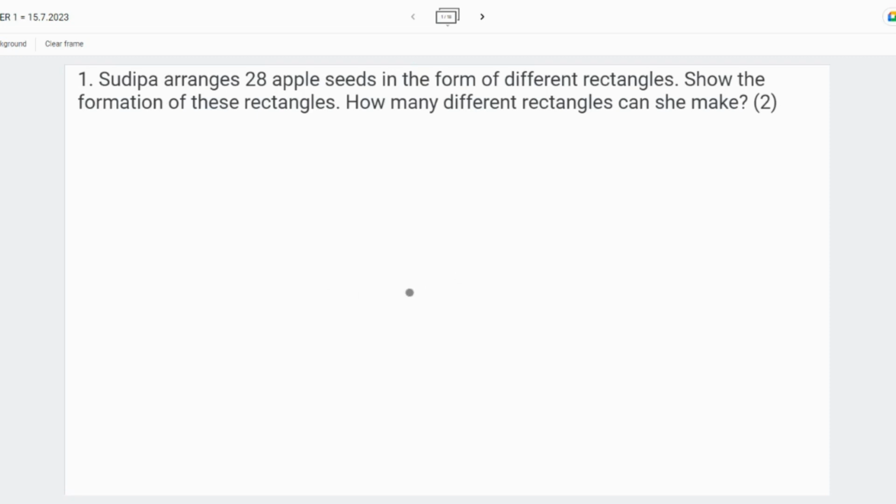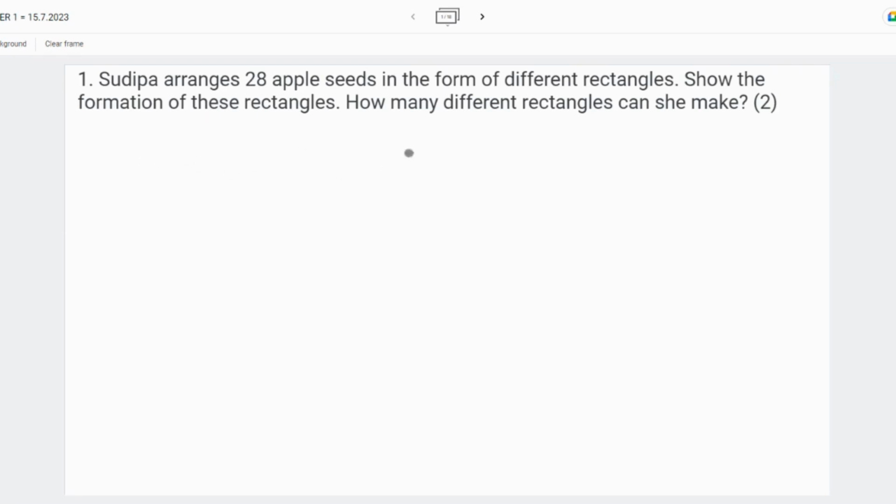Sudeepa arranges 28 apple seeds in the form of different rectangles. Now show the formation of these rectangles and how many different rectangles can she make. This will basically be based upon the factors of 28. 28 can be written as 1 multiplied by 28, 2 multiplied by 14, 7 multiplied by 4. So these will be my structures of rectangles.